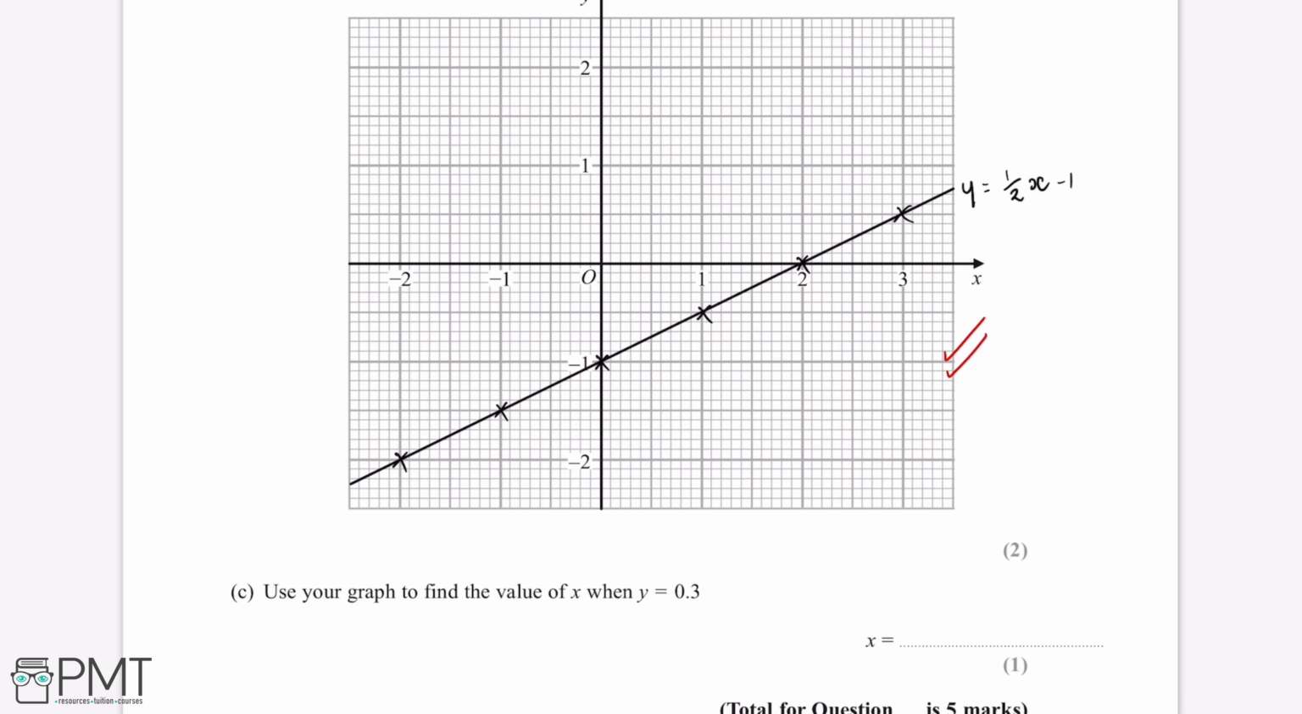Use your graph to find the value of x when y equals 0.3. So what we'll want to do for this question is look at the y-axis. So 0.3 on the y-axis is here. And what we can do is draw a line parallel to the x-axis. And as we can see, the point in which this line meets our line that we drew is at the point when x equals 2.6. So our x coordinate when y equals 0.3 is 2.6.